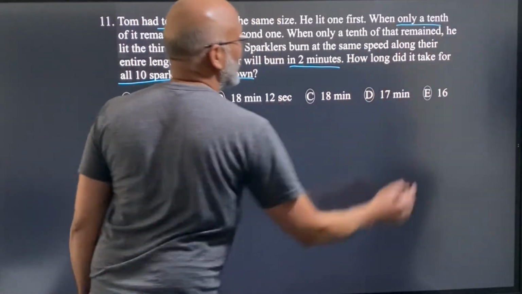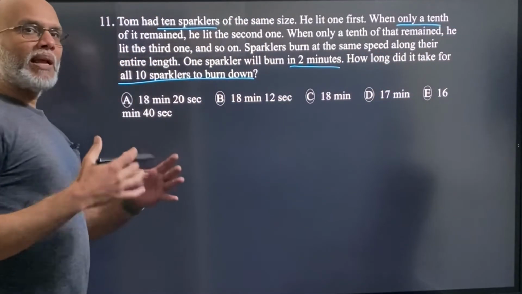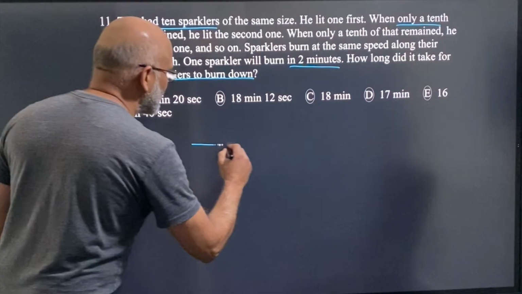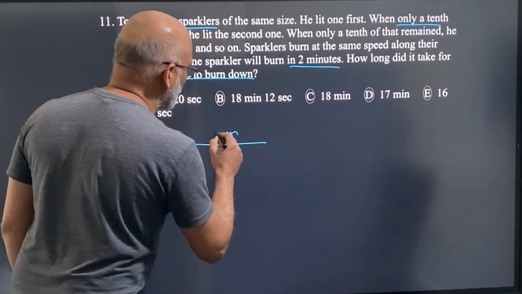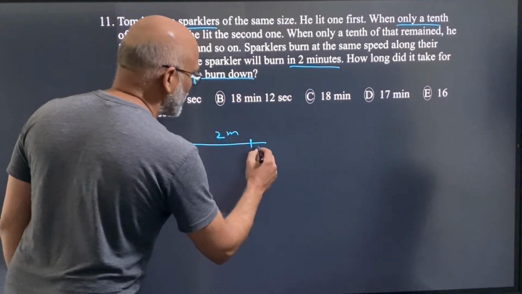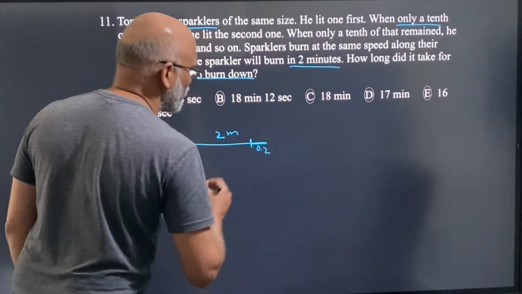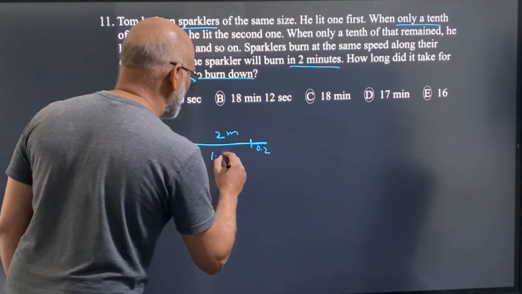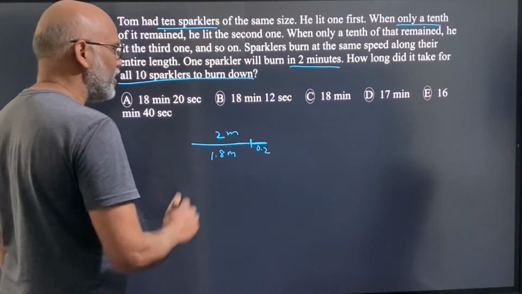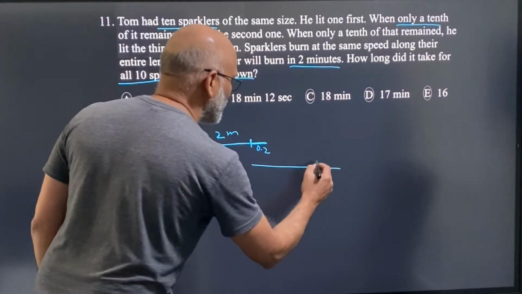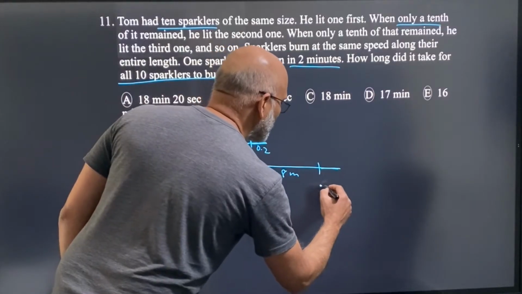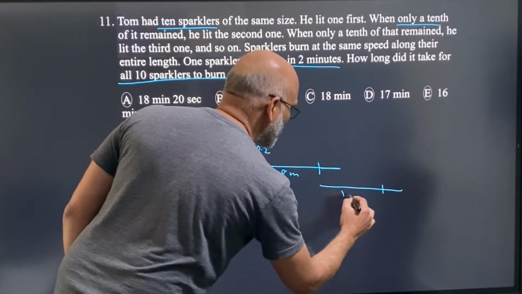All right. Only when a tenth is remaining, he lights the second one. So sometimes the problem becomes easier to solve or visualize when you draw it out. So let me do that. So let's say this is the sparkler. The whole thing takes 2 minutes to burn down. When 1/10 is remaining, like here, so 1/10 of 2 is 0.2 minutes. This is 0.2 minutes. So this will be 1.8 minutes, right? So this is 1/10, this is 9/10. When this is remaining, he lights the second one. Again, this is 1.8 minutes. And when 1/10 is remaining, he lights the third one, and so on and so forth. So this is again 1.8 minutes.